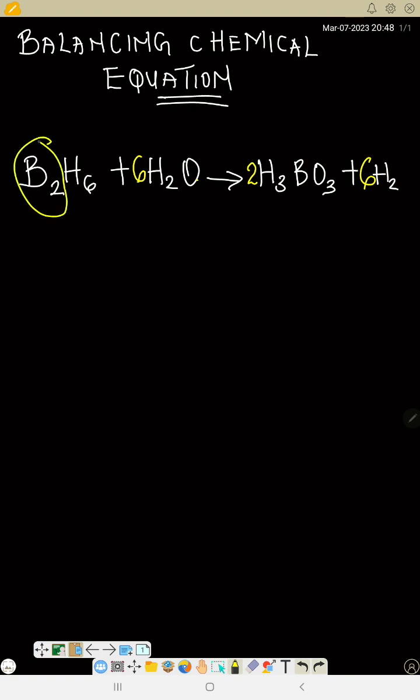How many boron do you have here? 2. How many boron do you have here? 2. Because this 2 will multiply this B, boron. So how many hydrogen? 6 here plus 12, that is 18. How many hydrogen here? 6 here plus 12, that is 18. How many oxygen here? 6. Because this 6 will multiply this. Then how many oxygen here? 2 times 3, 6. So everything is balanced.